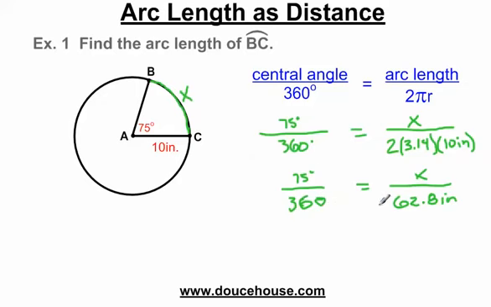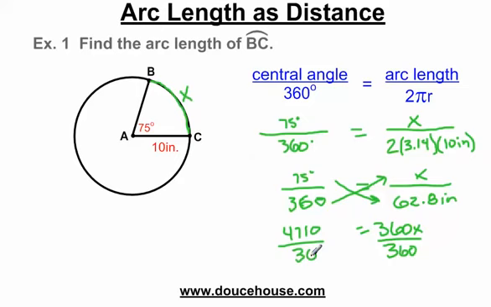Now when I cross multiply here, I'm going to do 75 times 62.8, and I get 4,710. That's going to be equal to 360 times x, which is just 360x. Sorry for the sloppy handwriting here. And then my way to find the arc length is just divide by 360, which hopefully you guys are familiar with, how to do proportion and cross multiplying.